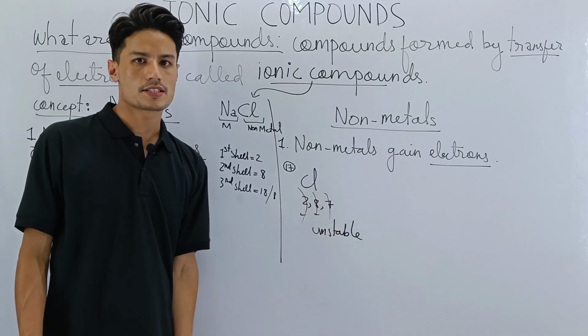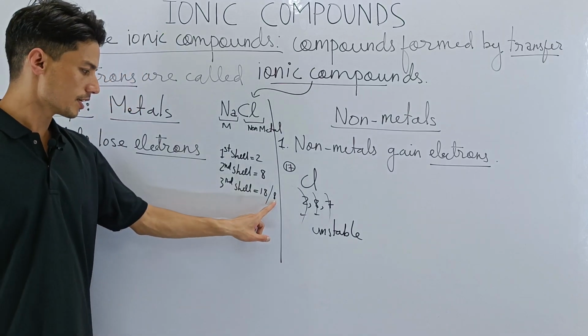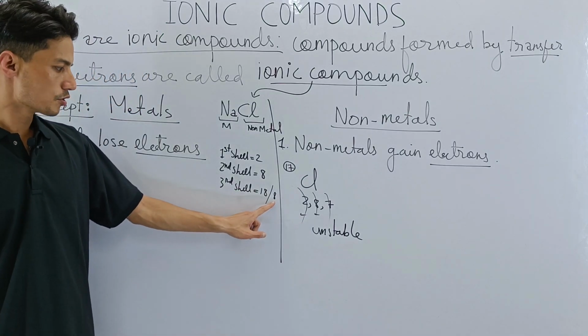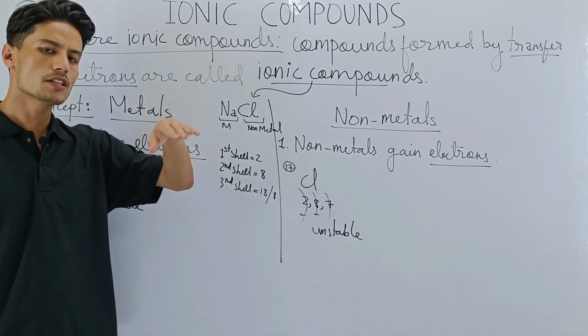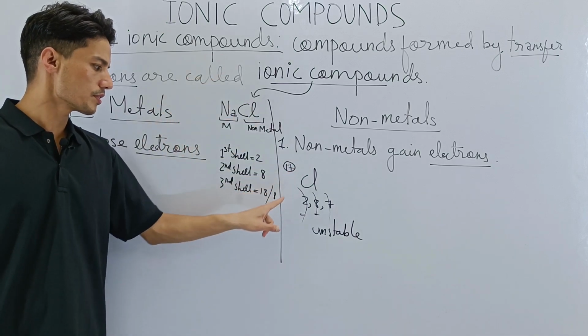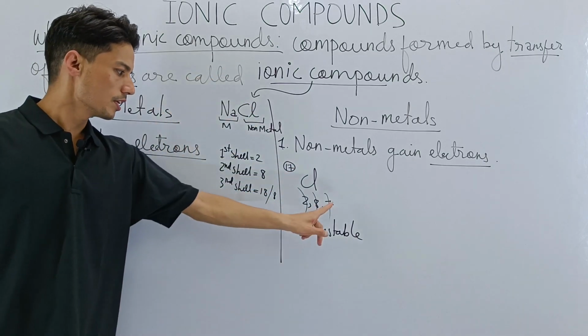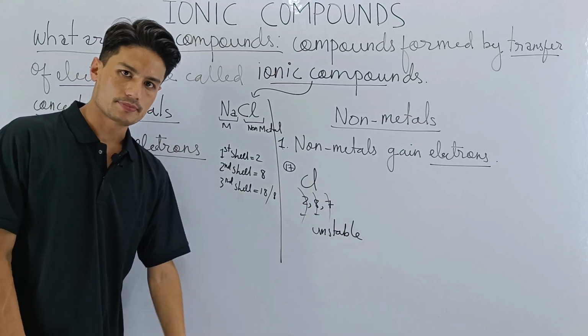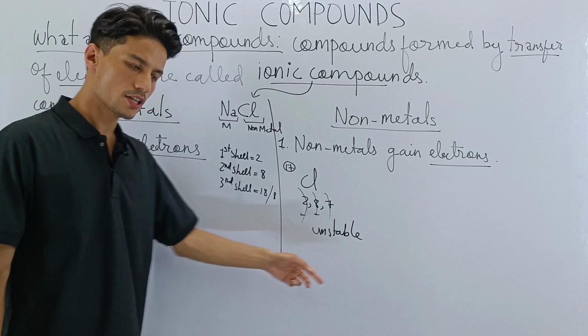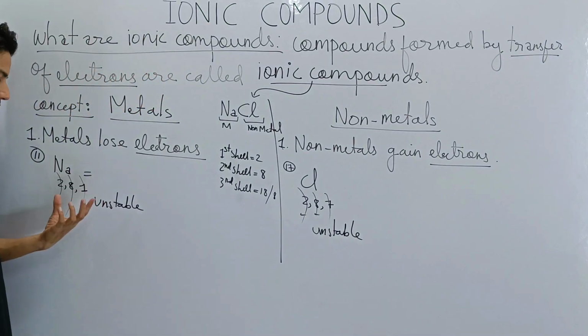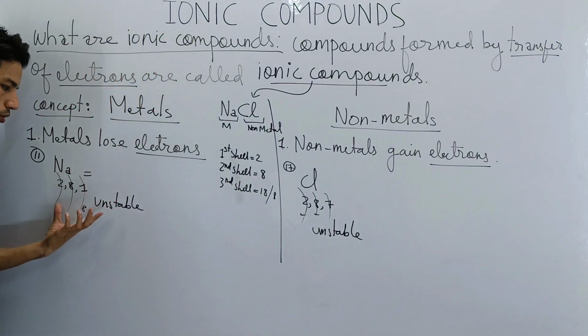7 is not 8. For the third shell, it has to be 8. Since chlorine is 17 only, it's below 20, chlorine will settle for 8. But this is 7, so chlorine is also unstable. I hope it is clear. So let me just say that they are born unstable.